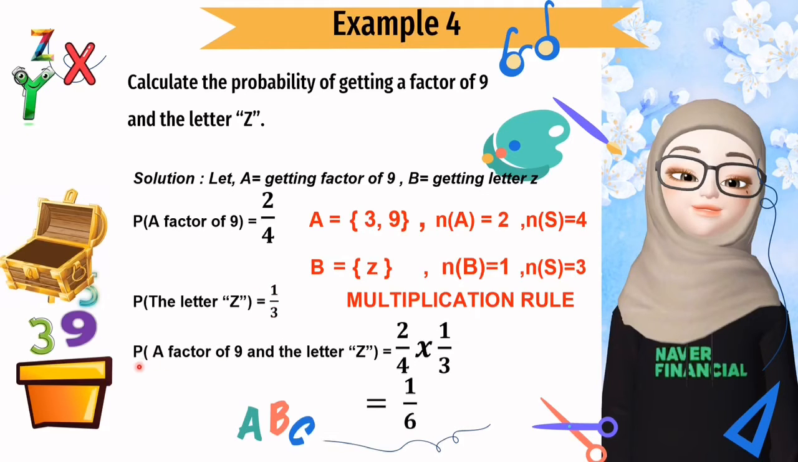So now we want to calculate the probability of getting a factor of 9 and letter Z. So we can use the multiplication rule here. So 2 over 4 multiplied by 1 over 3. So the answer is 1 over 6.